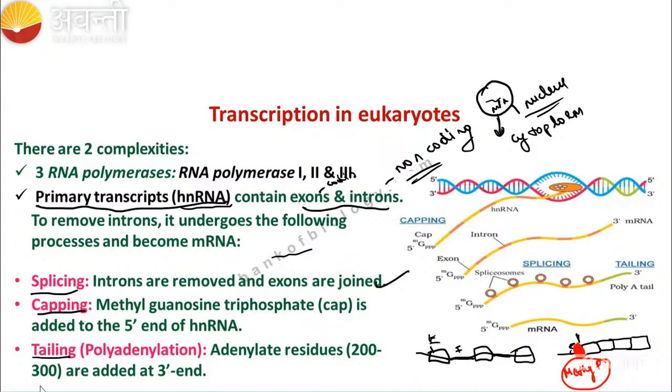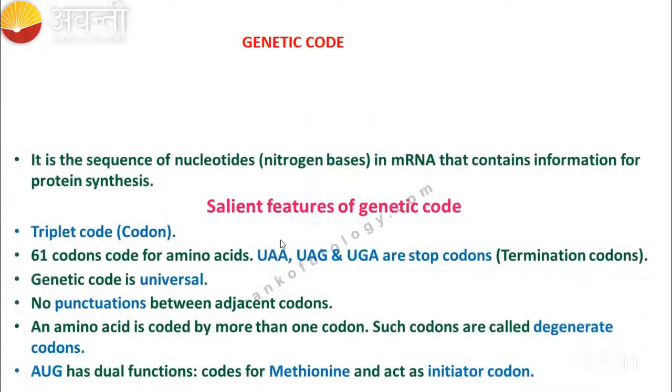And for the 3' end, we add adenosine. How many adenosines? That is the poly-A tail, about 200 to 300 adenylates, added by the PAP enzyme, poly-A polymerase. So that is called polyadenylation. These three are required because the RNA is now coming to the cytoplasm, where protein synthesis takes place. Okay, fine.